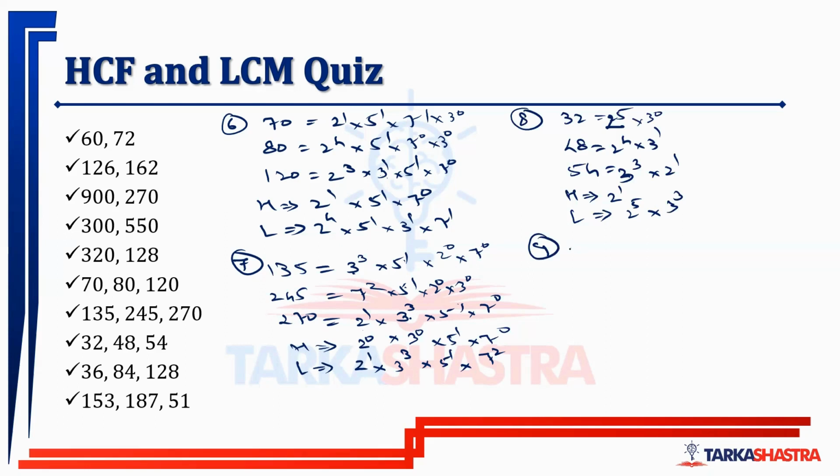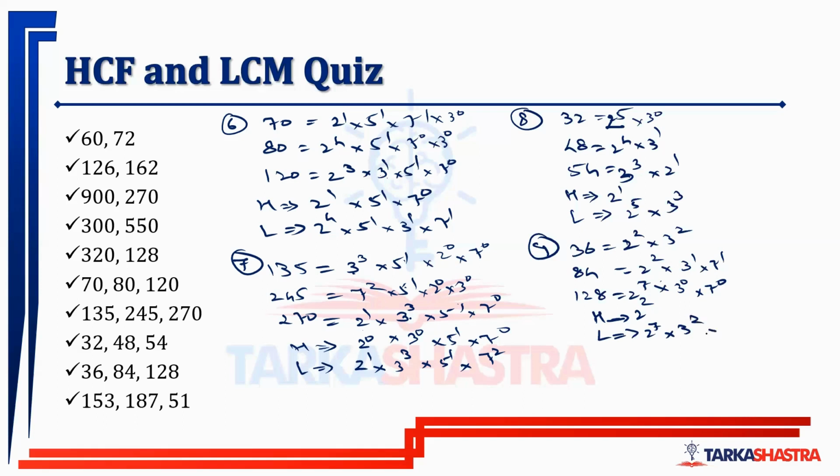Then comes the 9th one: 36, 84 and 128. 36 is 2 square into 3 square. 84 is 2 square into 3 raised to 1, 7 raised to 1. And 128 is 2 raised to 7. HCF is 2 square, that's it, since we don't have 3 and 7 here. LCM will be the highest power of 2, highest power of 3, and highest power of 7.